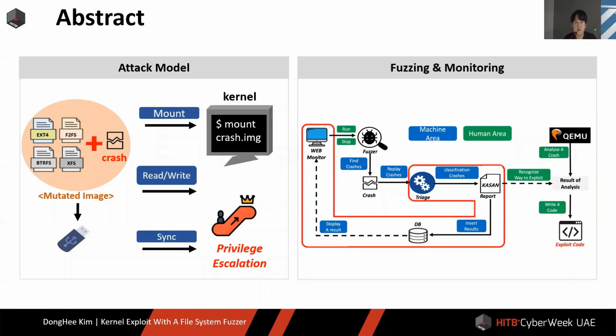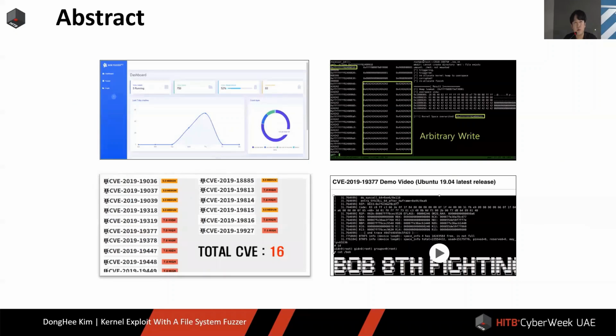At this point, you might think, isn't root privilege already required to mount the image? However, if you put it in a USB and plug it into a PC, it is auto-mounted without any need for root privilege. At this time, if a corrupted image is mounted, a kernel panic can occur. In this way, there was an attack model through USB, and we used JANUS. We developed a web monitor, analyzed 1-day bugs, and successfully leaked memory. At last, we exploited the kernel through a 0-day.